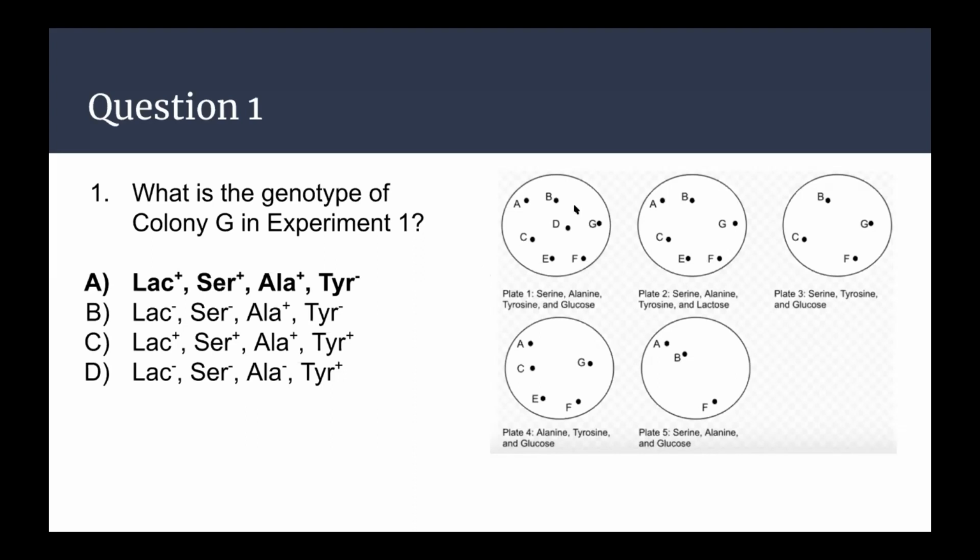And basically, you were able to understand that tyrosine was the missing one because you compared plate 5 in comparison to the other plates. Exactly. So you see that colony G was able to grow in all these other plates that are each missing either lactose, serine, or alanine. And because it was able to grow in the absence of these, then you can conclude that it does carry the enzyme to synthesize these nutrients.